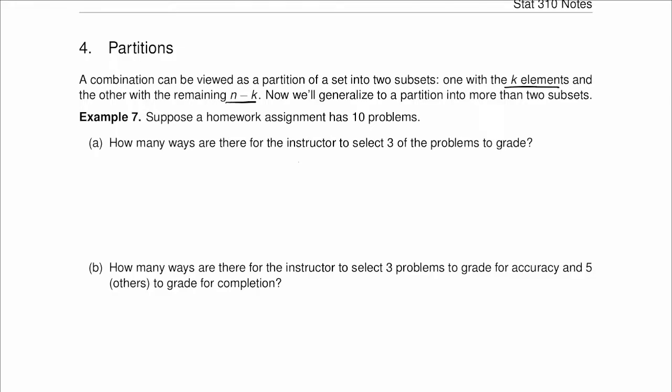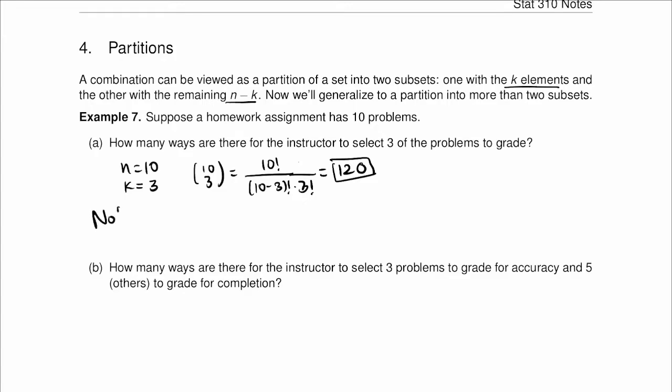First, we consider this example. Suppose a homework segment has 10 problems. How many ways are there for the instructor to select 3 of the problems to grade? The easy solution to this is we have 10 problems and we choose 3 of them. So this is going to be 10 choose 3. You can do this on the calculator or using the formula. It's 10 factorial over 10 minus 3 factorial times 3 factorial. And this is going to be 120.